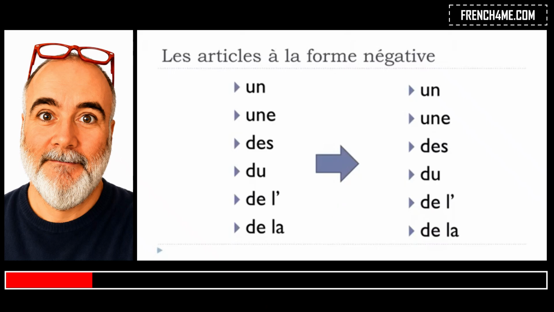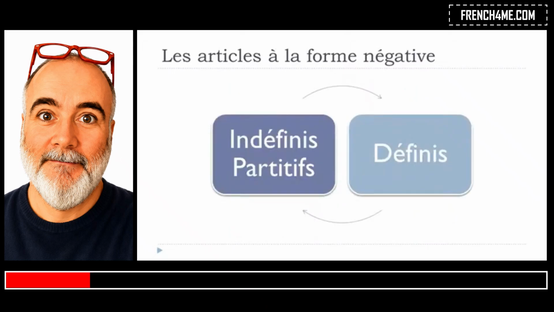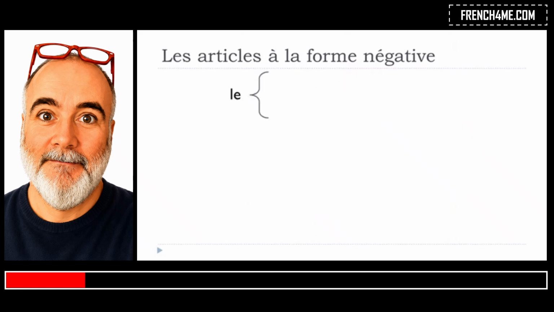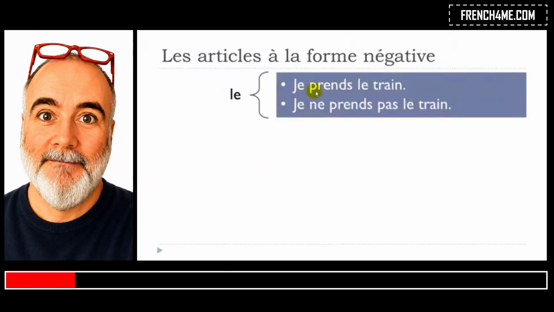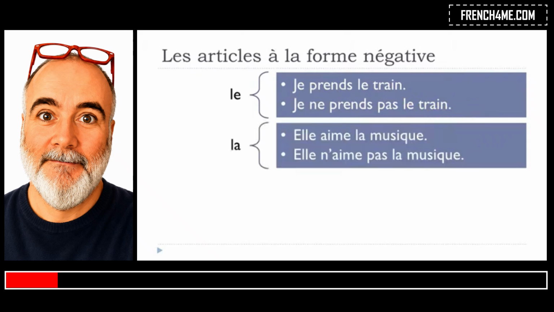Okay, so now we'll see the definite, so les articles définis, okay? And so we've got for the masculine le, okay, so it's the equivalent of the in English, but then we've got the difference between the masculine, the feminine, and the plural. So le, have a look at this. Je prends le train, okay? Prendre is to take, le train, the train, okay? Je ne prends pas le train, okay? So the article doesn't change at all. You just put it back, even if it's the negative form.